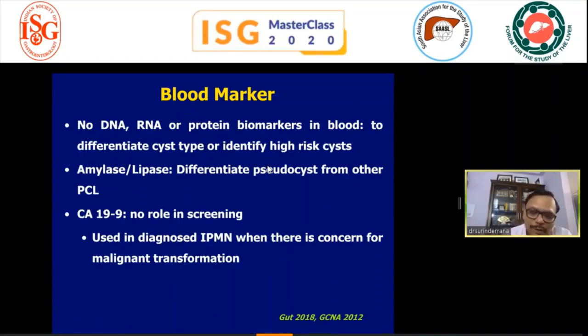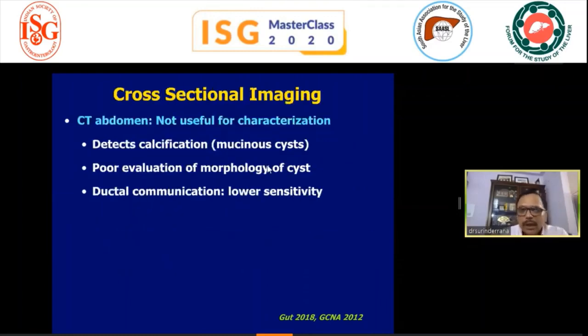Again, like a solid SOL, even in cystic SOL, there is no DNA, RNA, or protein biomarker in blood which can differentiate various cyst types or identify the high risk. I have talked about amylase and lipase, their role in differentiating pseudocysts from other PCLs. And then again, CA19-9, as in solid, similarly in cystic SOL, doesn't have any role in screening. However, in a subset of patients with diagnosed IPMN, you can use it as a marker for malignant transformation or a coexisting adenocarcinoma.